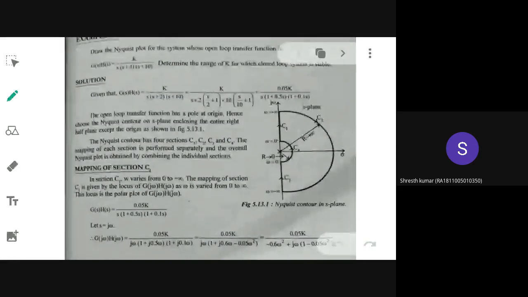What was the last class problem that we were discussing? It was in relation with the Nyquist stability criterion.